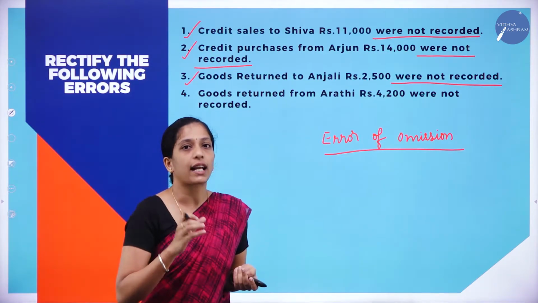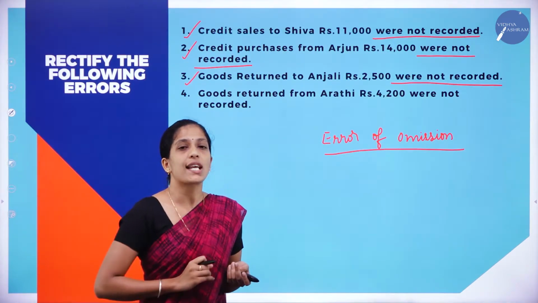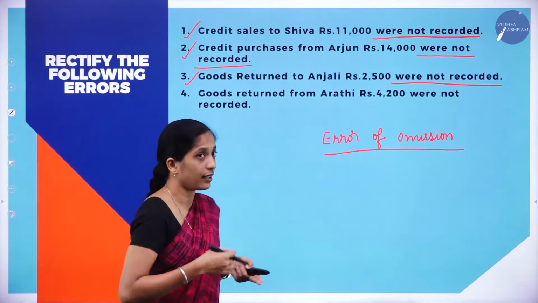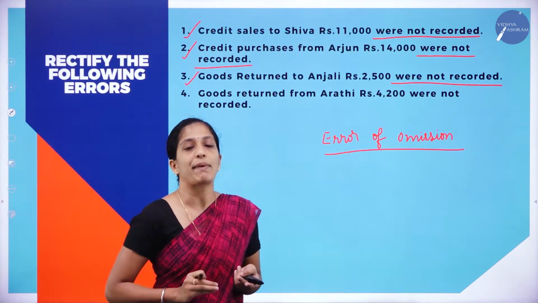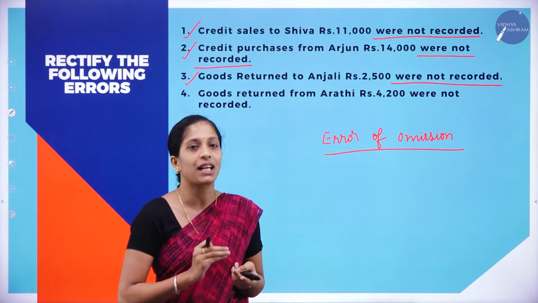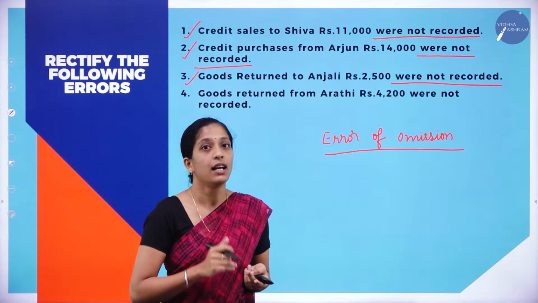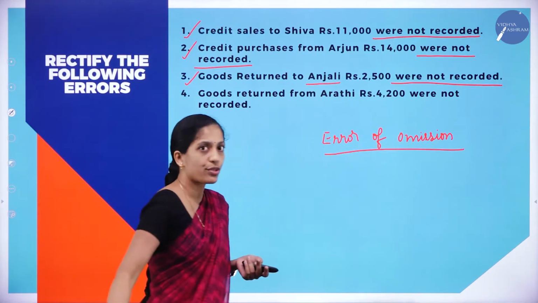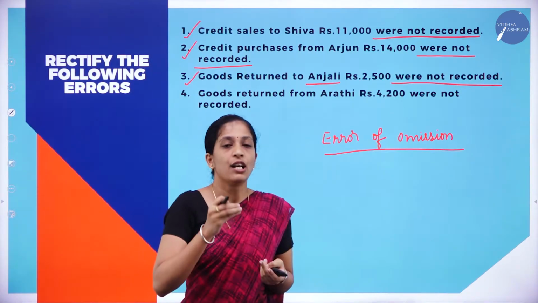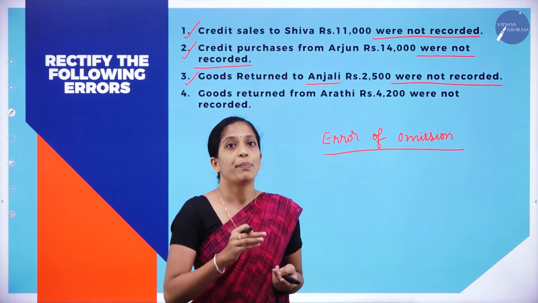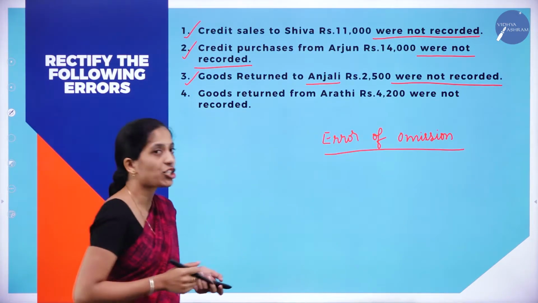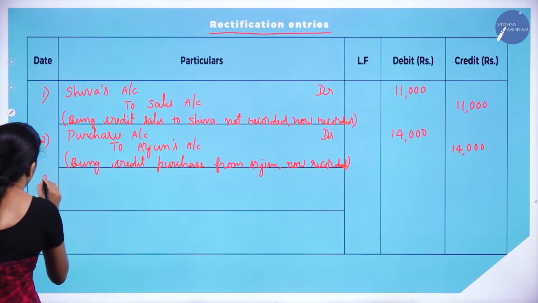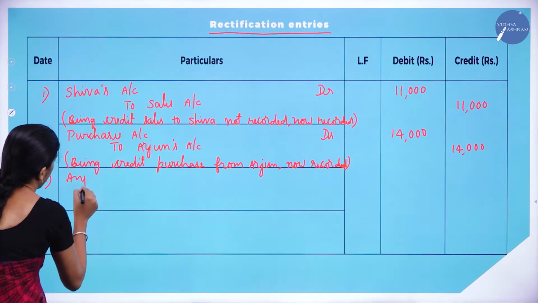Anjali's account debit to purchase returns account. So, we might have purchased goods from Anjali earlier. Now, we have returned it back to Anjali. So, what does it mean? It's nothing but purchase return. Now, who is receiving that goods? Anjali is receiving that goods, so her account has to be debited. So, Anjali's account debit to purchase returns account, how much? 2,500.